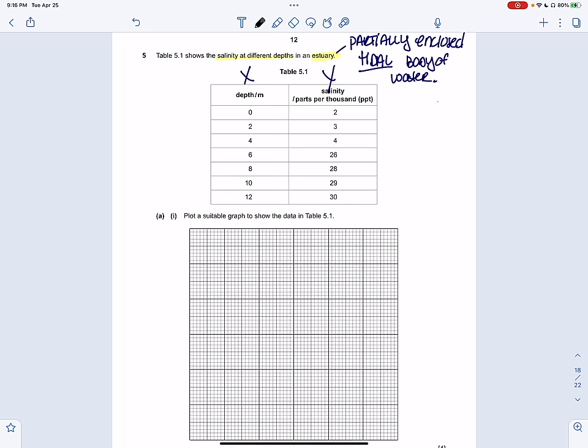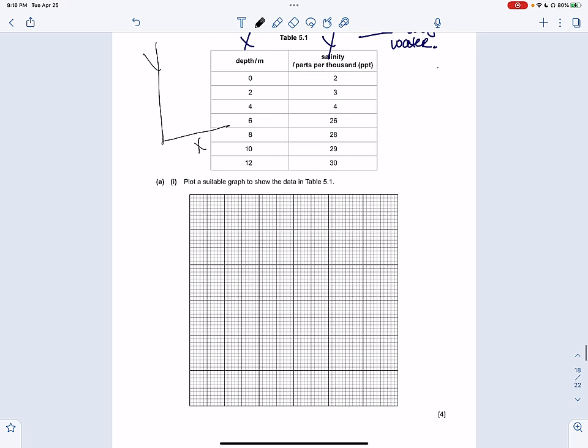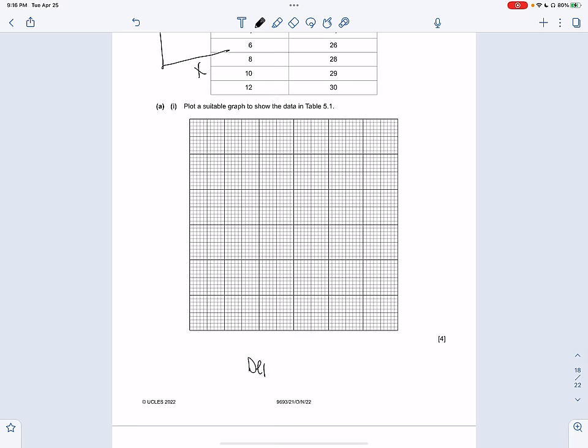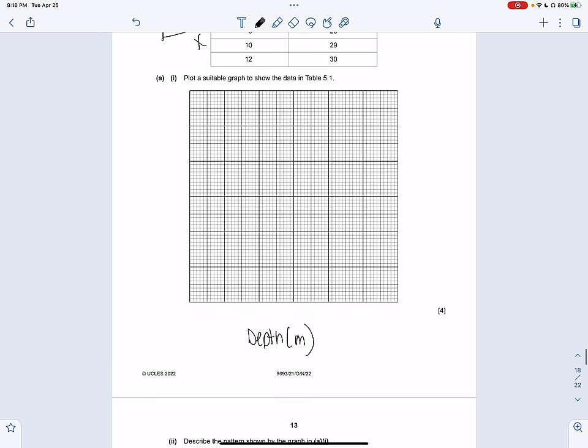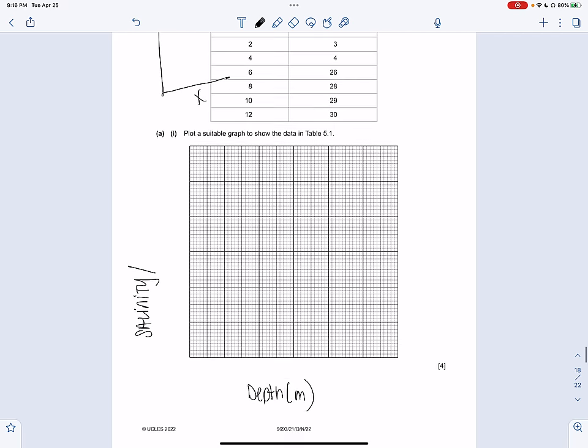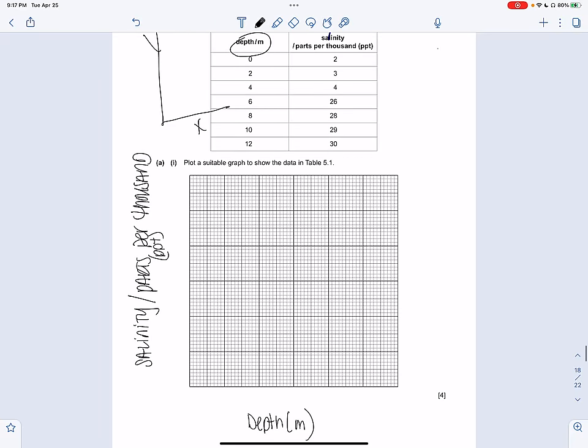First, we're gonna label. That's your x, that's your y. Y has a long tail, and then there's the x-axis, if you don't remember. So depth, and it's identically what I have here, depth in meters. And then salinity measured in parts per thousand. Even if you don't know the unit, write it exactly as they have it. You could also put PPT or the like symbol for it.